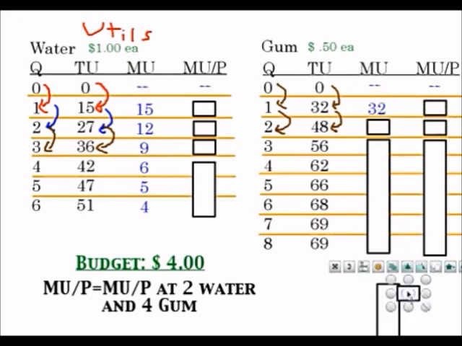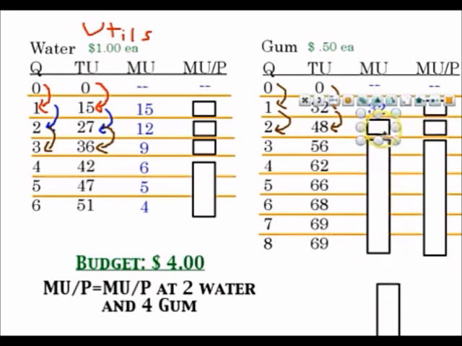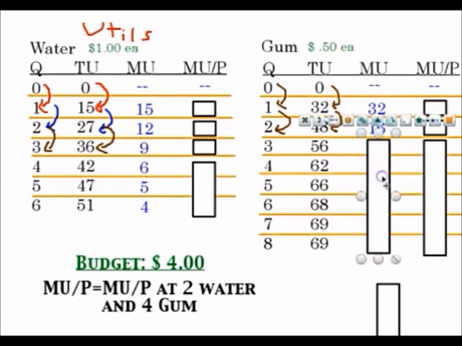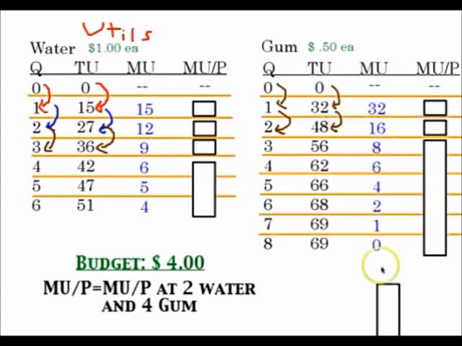32, 16, and there's the rest of the column. Okay. If you need to rewind the video to see, take the time to rewind the video and do this again if necessary.